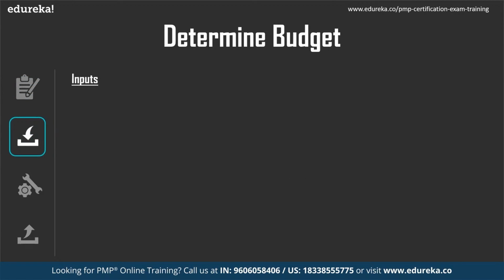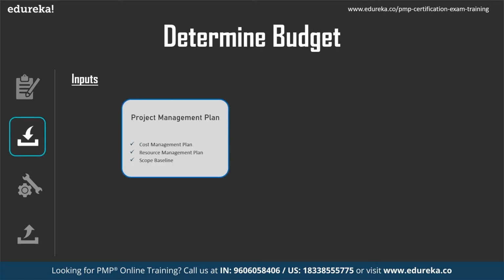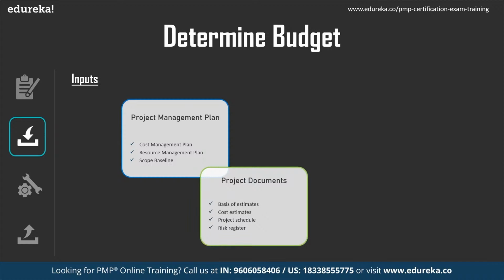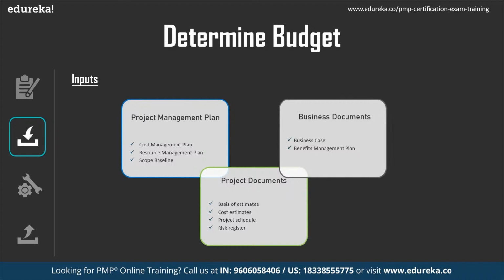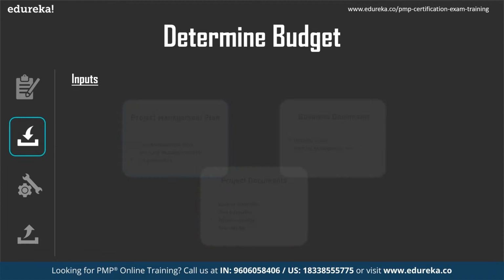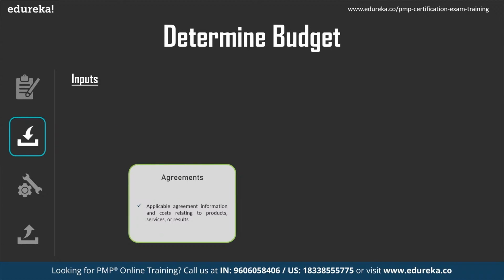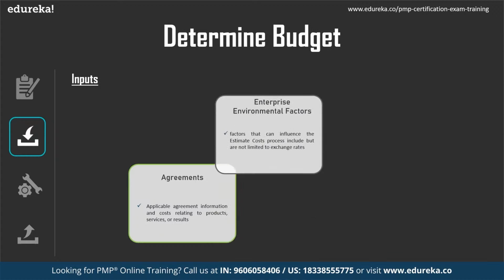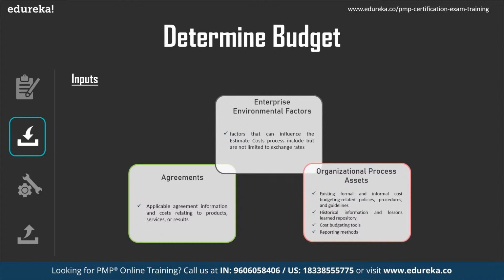The inputs to this process would be the project management plan, basically the cost management plan, resource management plan, scope baseline, and project documents, that is basis of estimates, cost estimates, project schedule, risk register. Then business documents, which is the business case and benefits management plan. Then agreements, which is basically the agreement made with the suppliers or with any of the customers. Those are considered because you may be acquiring a specific product or service, or you are producing a specific product or service for your consumer. These need to be understood in what terms the project is being worked.